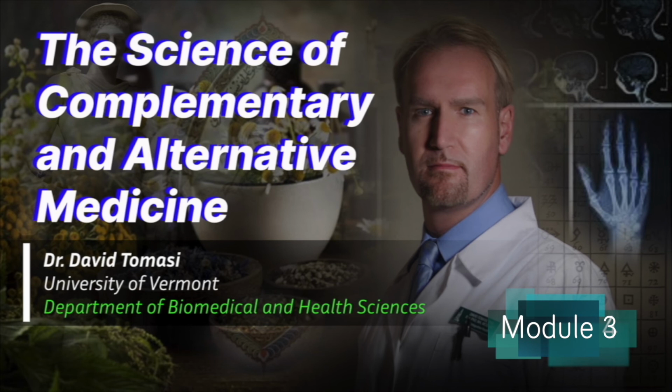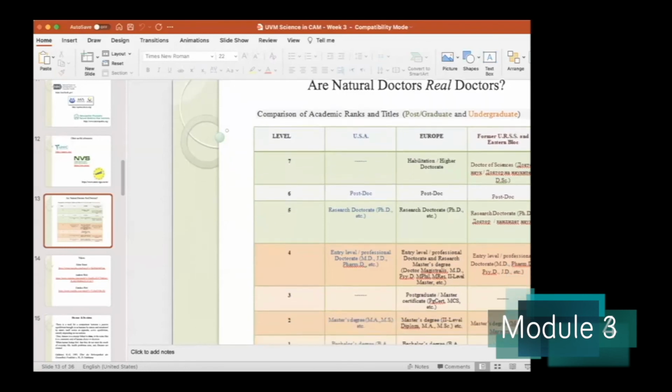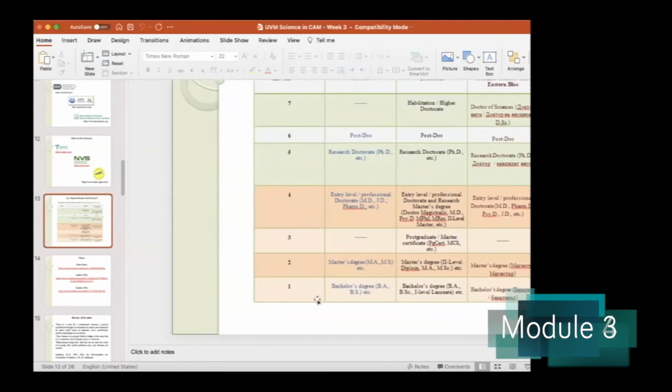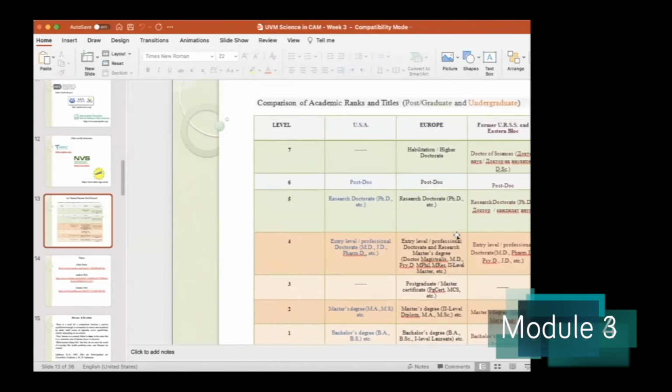So to go back to the slide here, I don't want to spend too much time here, but you have a comparison of different systems between the United States, Europe, and the former USSR and the Eastern Bloc, okay? So you will find things such as level 1 bachelor degree, level 2 master degree, postgraduate, and then entry-level professional degree.